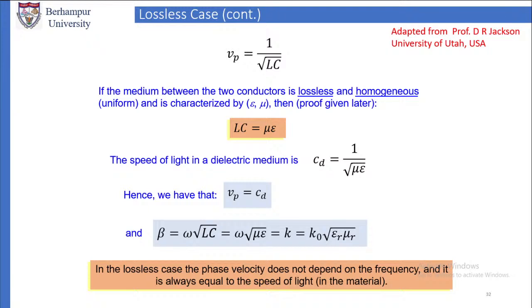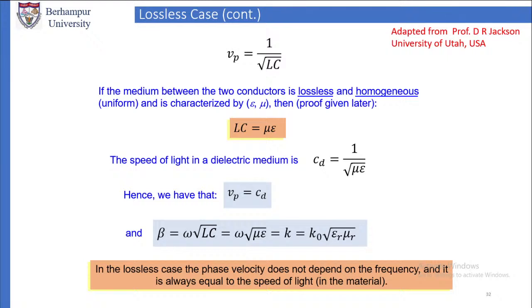Now, suppose the medium between the two conducting wires is lossless and homogeneous. Homogeneous means it is uniform and it is electrically characterized by epsilon and mu. Epsilon is permittivity, mu is permeability. Then LC is equal to mu into epsilon. Remember this. We will not prove it here; the proof will come later. LC is equal to mu into epsilon.